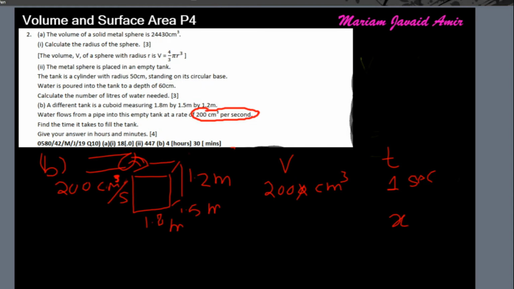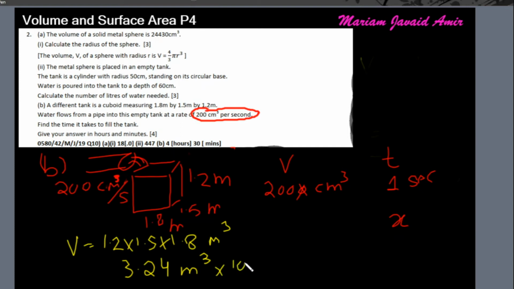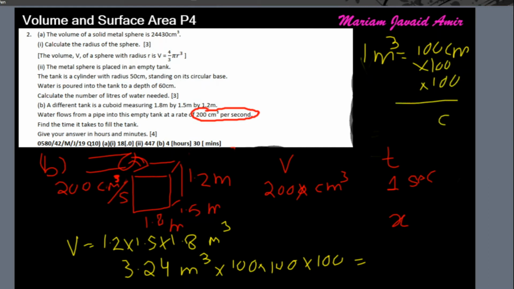So what is the volume of the tank? First we'll find that, enter it in the ratio and cross multiply and get our answer. So volume of the tank is 1.2 by 1.5 by 1.8 meter cubes, which gives us 3.24 meters cube. Change this into centimeter cube, so we'll multiply this with 100, then again 100, then again 100, because 1 meter is 100 centimeters. Going from meter cube to centimeter cube, we do this thrice, and we get 1 million centimeter cube.